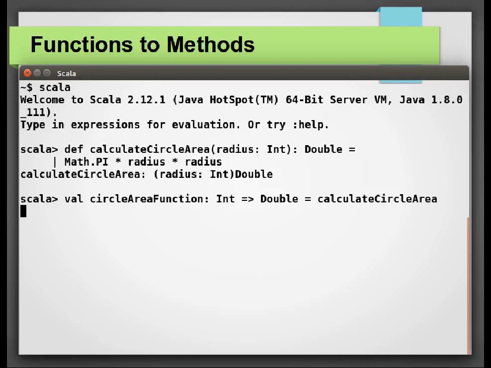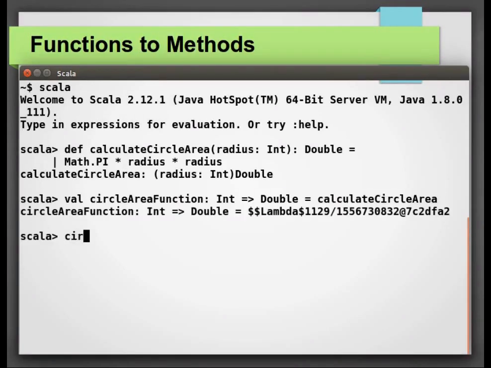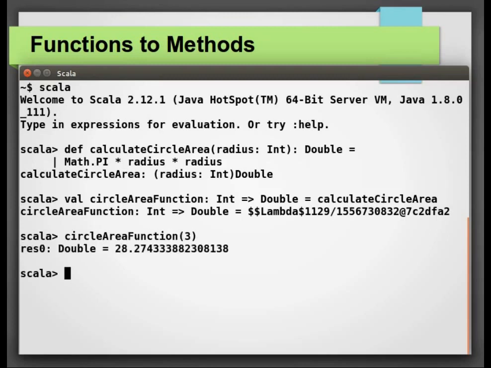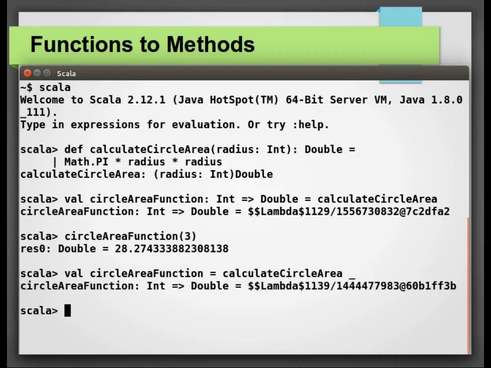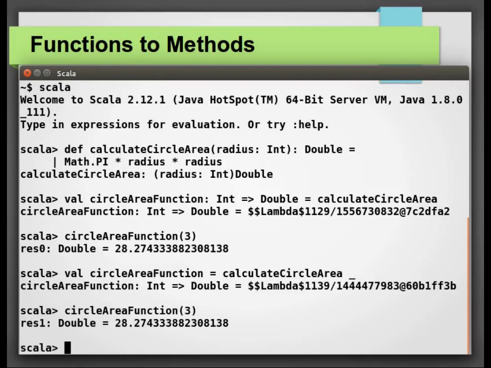Let's try to execute our new functions, and there we go, we get the output. Second way is bit of a shorthand. In this case, we don't have to specify the type of variable, rather use underscore after the method name. Scala's type inference will do rest of the job for us. Let's try to execute our new function again and we get the output. This is very common in Scala to convert method to functions.